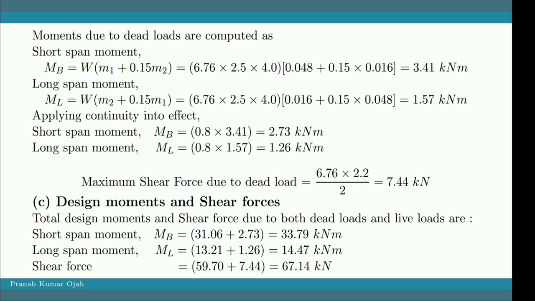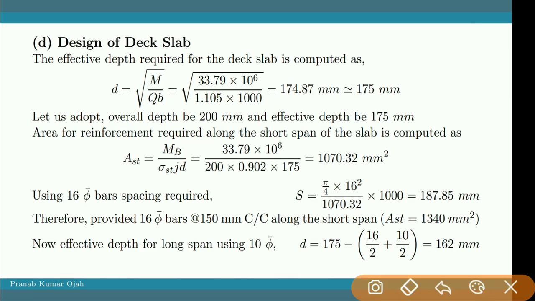33.79. See, we have two moments, the short span moment and the long span moment. Among these two, the maximum one is MB, or 33.79. So I have used the maximum moment here. The required effective depth is calculated as 175 mm. So let us adopt the overall depth as 200 mm and the effective depth as 175 mm.